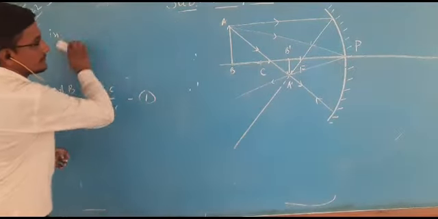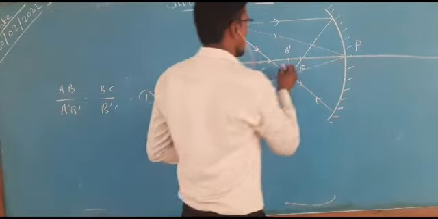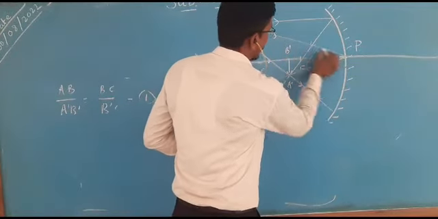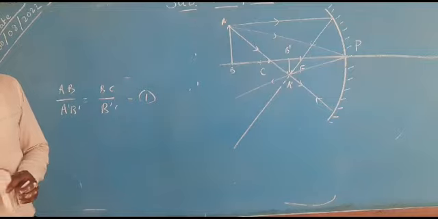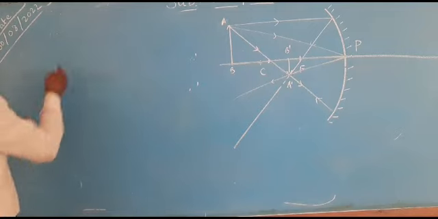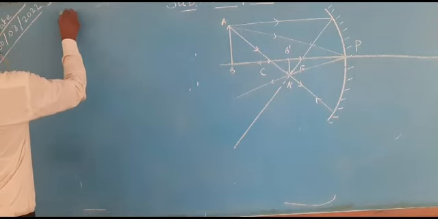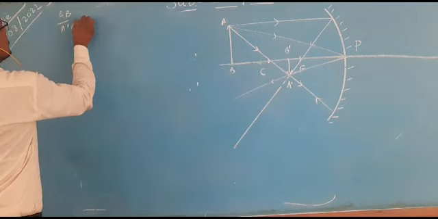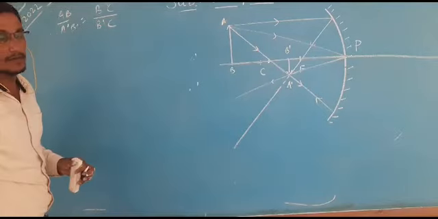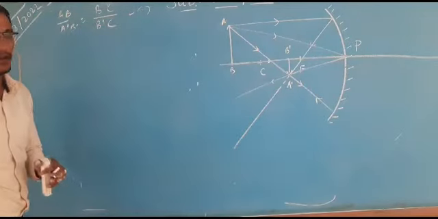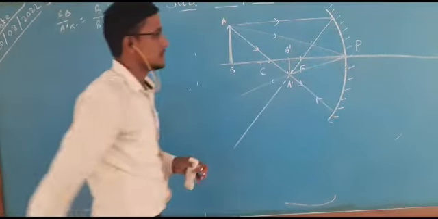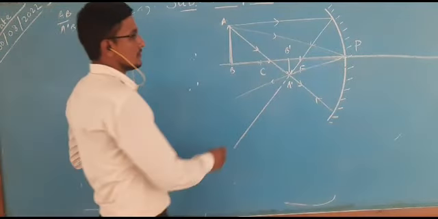Now in the second case, we are going to take this triangle and this total triangle. We are going to take this pair. Our first equation is AB upon A dash B dash is equal to BC upon B dash C dash. This is our first equation. Now we are going to take another pair: we have to compare this total triangle to this lower triangle.